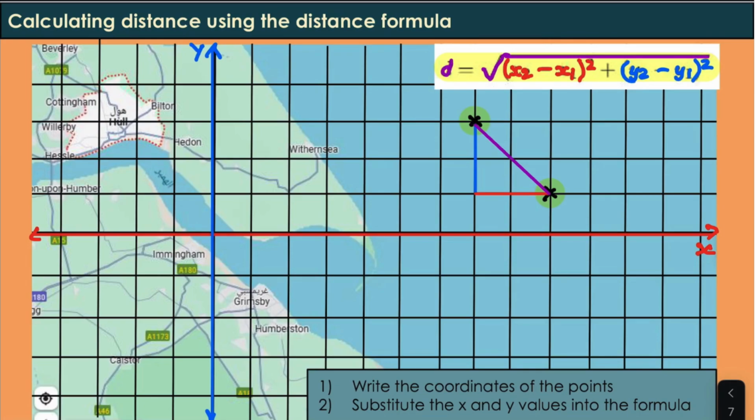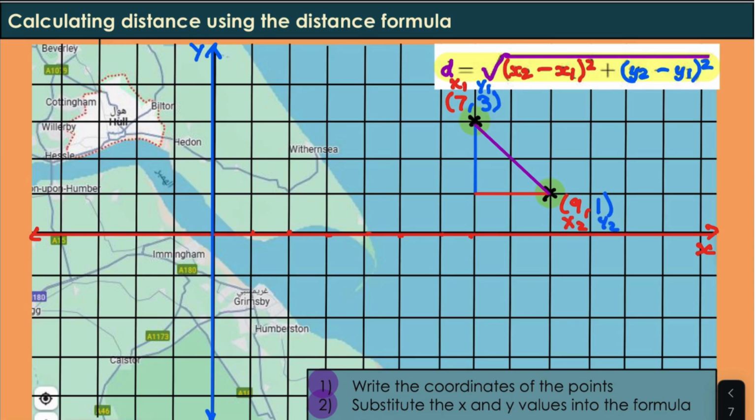To actually work out this distance, we will follow these two steps at the bottom of our page. Step 1, write the coordinates of the points. Our first point, we look at our X value, 7, and on our Y axis, the value is 3. For our second point, our X value is 9, and our Y value is 1. Now, to keep it simple, I label my first point to the left as x1, y1, and I label my second point to the right as x2, y2.